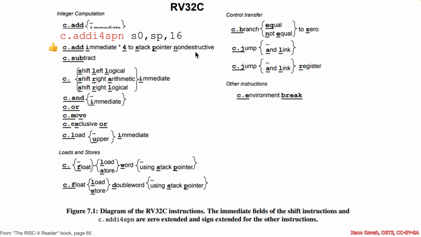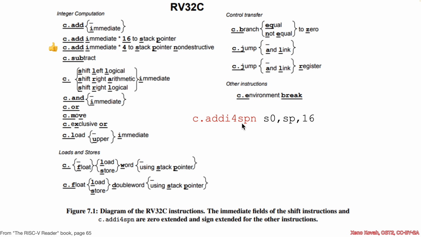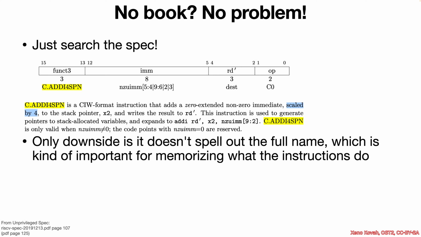All right, let's break all that up in a little bit. But basically, the C.ADDI4SPN will ultimately expand out to just this: addi s0, sp, 16. So it expands to this. It's just the compressed form. Now, if you don't have the book, which is fine, you can just search and find all the descriptions and definitions in the manual, of course.